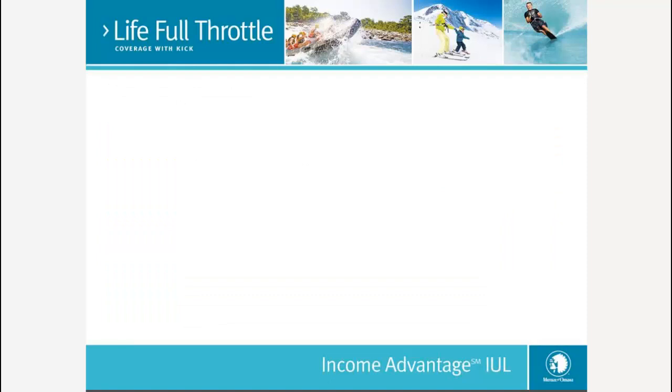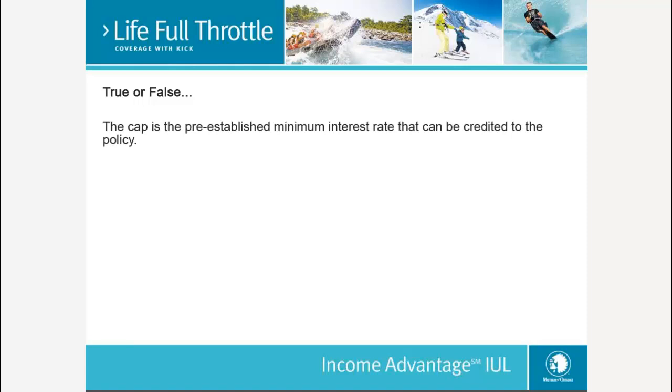Let's test your knowledge based on what you've learned in this lesson. True or false? The cap is the pre-established minimum interest rate that can be credited to the policy. The correct answer is false. The cap is the pre-established maximum interest rate that can be credited to the policy.